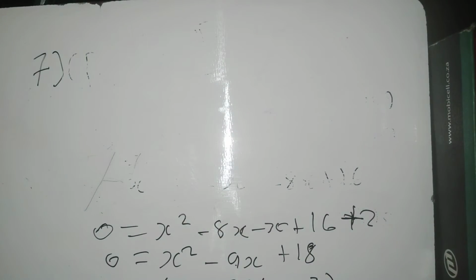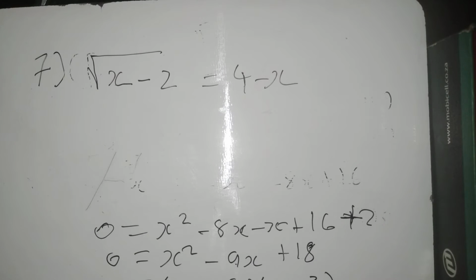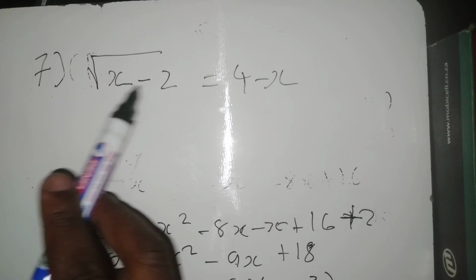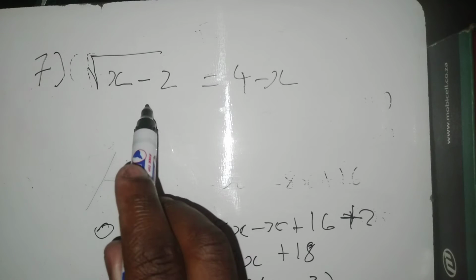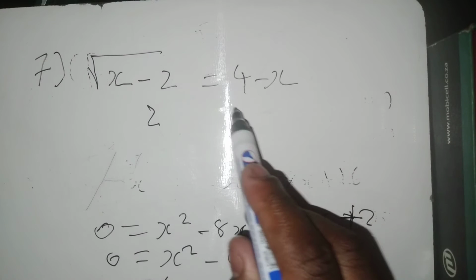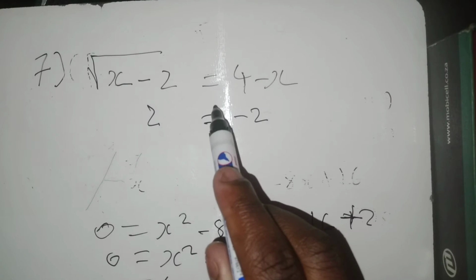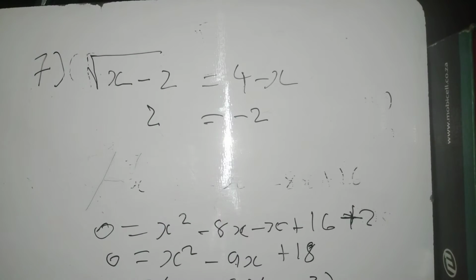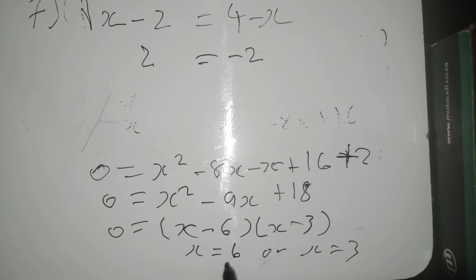So this was the original question, right? Let's test and see. If I put 6 there, 6 minus 2 is 4, square root of 4 is 2. So I'll have 2 here. Then if I take this 6 and I put it there, 4 minus 6 is -2. So the left is not equal to the right. So this is not applicable. The 6 is not applicable, right?